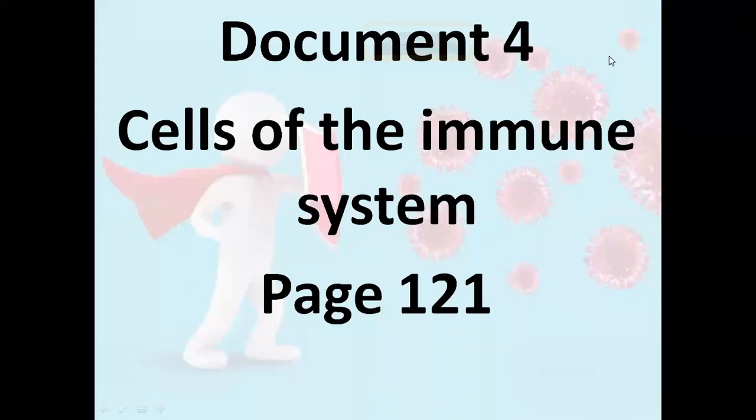Hello, grade 12 students. In this session, we're going to continue with our chapter about the immune system, chapter 6, the role and components of the immune system. And here we move to document 4 about the cells of the immune system, page 121 on your book.